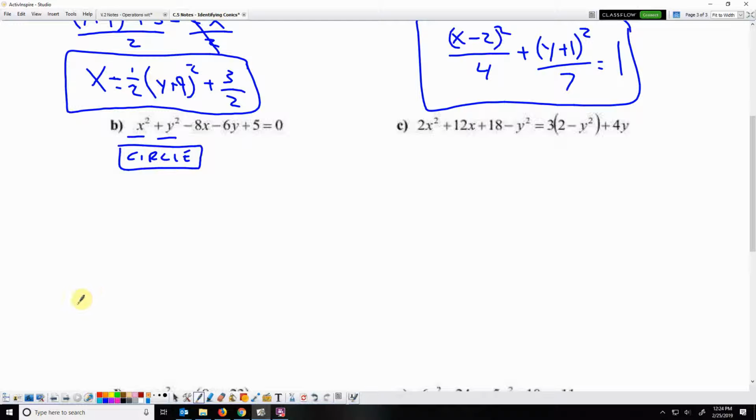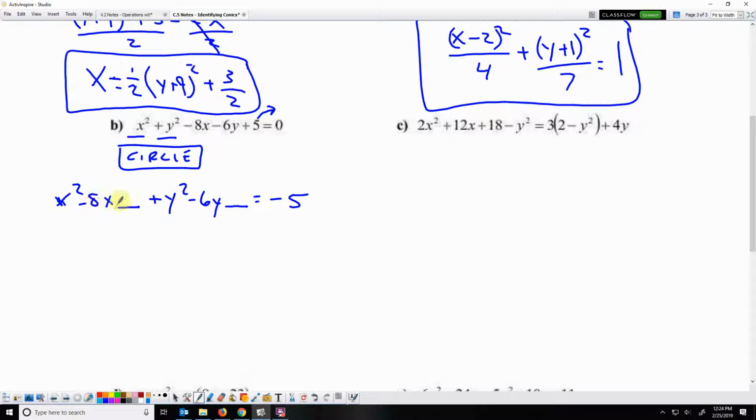I want to collect my x squared and x together, so x squared minus 8x, and I'm going to leave a blank to complete the square, plus y squared minus 6y, and another blank to complete the square. And I'm going to move that 5 over to the other side. So it's a negative 5.